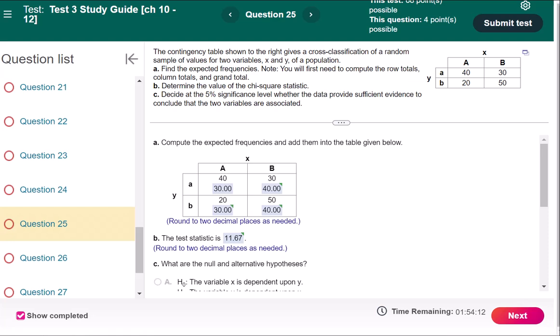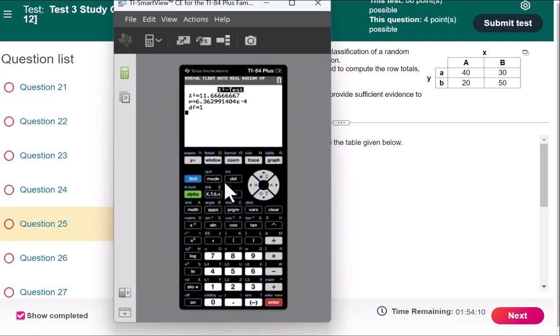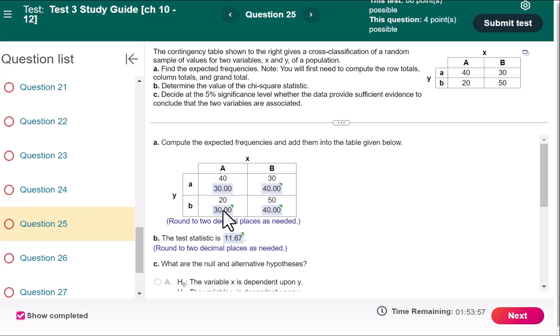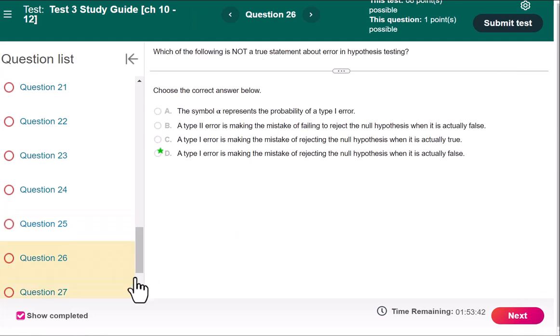Now let me show you the expected values on the calculator. That's what he wanted. You just press second and matrix, and you just scroll down to B, guys, which is 2 by 2. Press enter twice, and these are 30, 40, 30, 40. Which one is not true here? Well, you can see the last one is not true because a type 1 error is making the mistake of rejecting the null hypothesis when it is true, and it says when it is false. So that's the wrong statement.